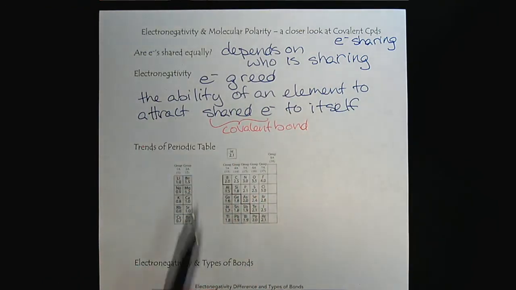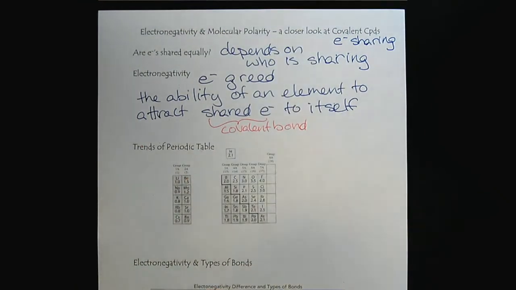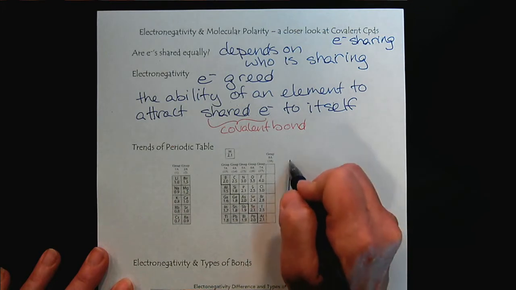So here are the trends. I have shown you the numerical values. Some students really like the numerical values, but you really don't have to know them that well. We can just go with the trend.